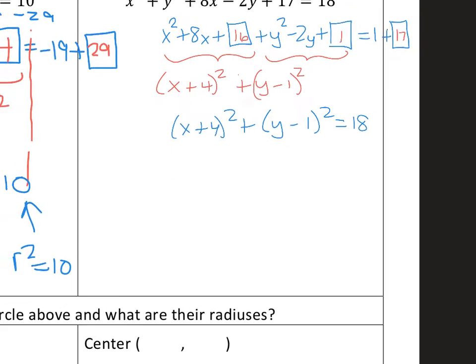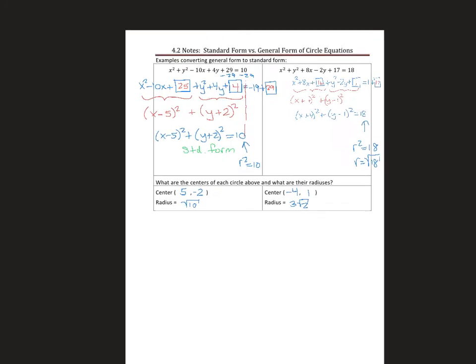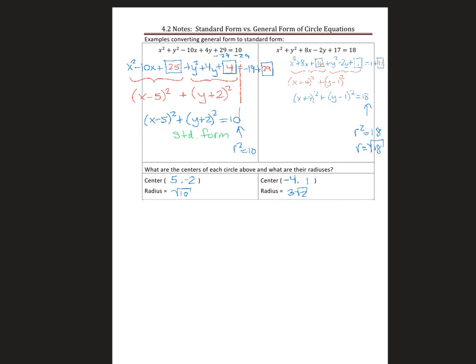And we can read our center right off the equation now that we're in standard form. So our center is negative 4, positive 1, and r squared equals 18. So our radius is the square root of 18, and that can be written as 3 square roots of 2. All right, in this video, we looked at how to convert between standard and general forms of circle equations. Hope this helps.